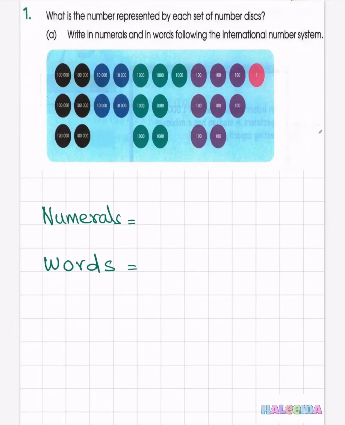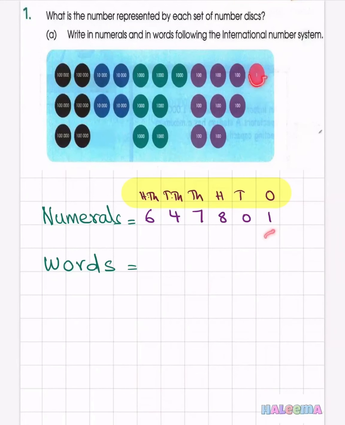In this question, they've given you a set of number discs. Here, all you need to do is write it in numerals and in words. The first thing before solving any question you need to remember is the place value chart. Let's tally it together. There is 1 in ones place.